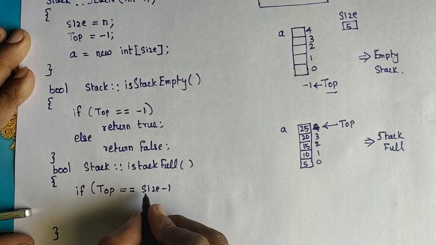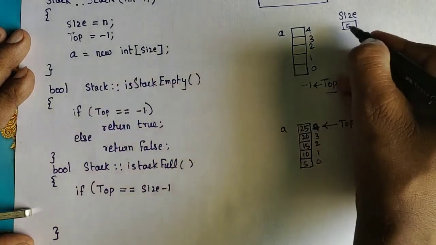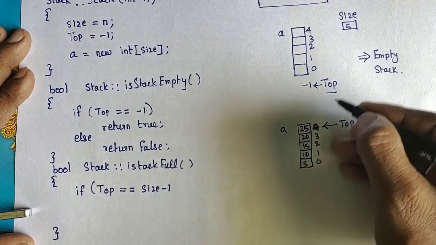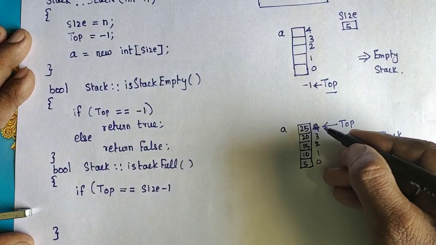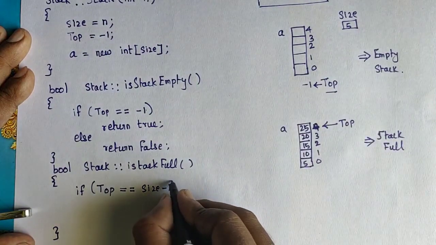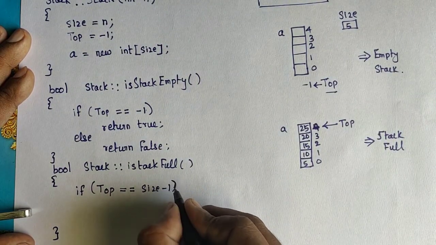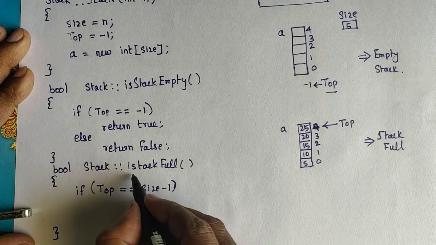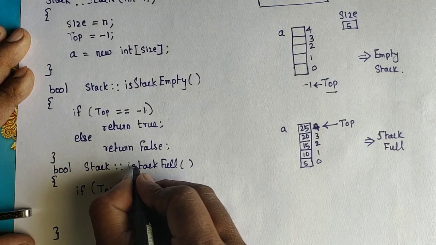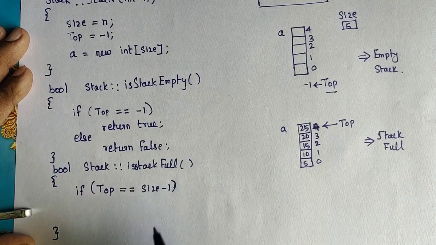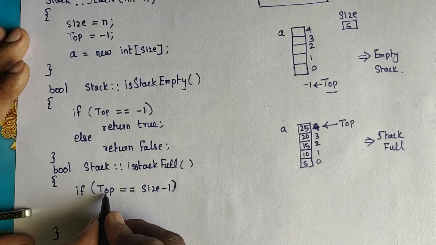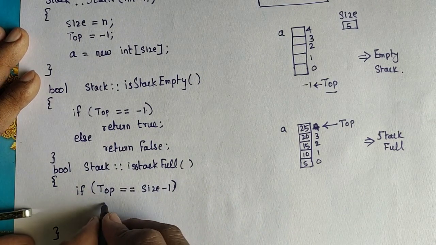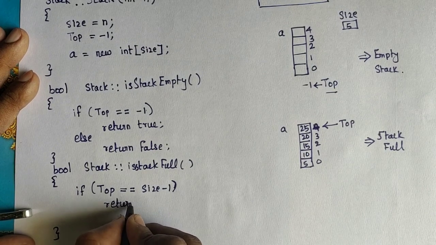That is the maximum index. Size 5 means the last index will be 4. Size 10 means the last index is 9. So when the top reaches size minus 1, it means that the stack is full. Thereafter we cannot insert. So this function isStackFull has to return true if the stack is full. When the top reaches size minus 1, it needs to return true. So return true.